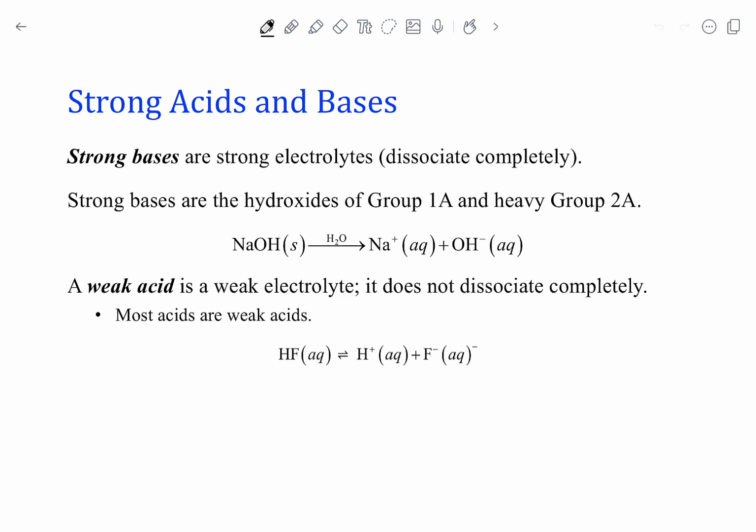A weak acid is a weak electrolyte, meaning it does not dissociate completely in water. It only dissociates partially. If a compound is defined as an acid, and it's not one of the 7 strong acids that we've learned about in the past, then it is considered a weak acid. We only have 2 types of acids, strong and weak. So, if it's not one of the 7, it is a weak acid, and there are more weak acids than strong acids.